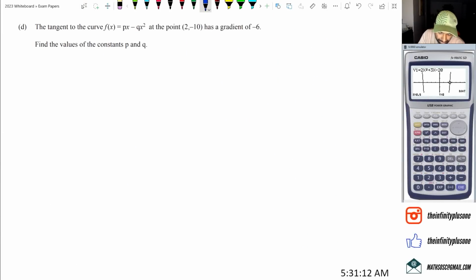So in here, I've got f of x, which is px minus qx squared. It has a point 2, -10. So we can actually say f of 2 is equal to -10. And it also has a gradient of -6. So we've got f dash of 2 equals -6.